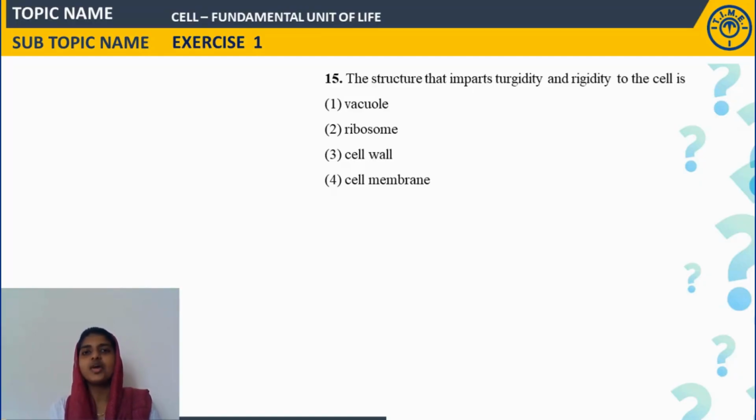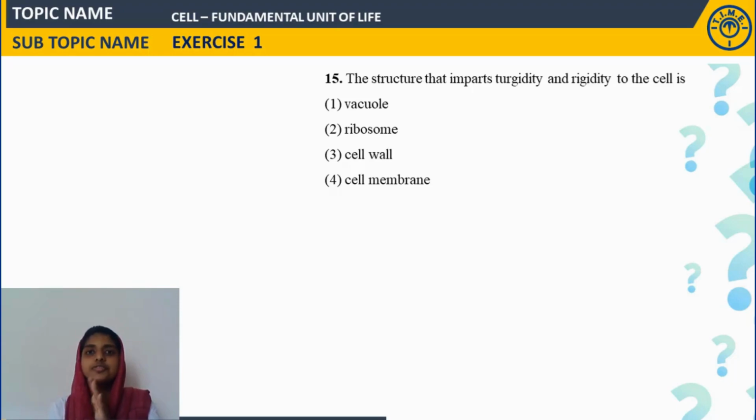Okay, well, what does vacuole do? I think we haven't studied. Vacuole, they help in storage of many material. Now, ribosome, they help in synthesizing proteins. Okay, we'll study it later. Fine. And cell membrane, what does cell membrane do? They help in transportation of certain substance.